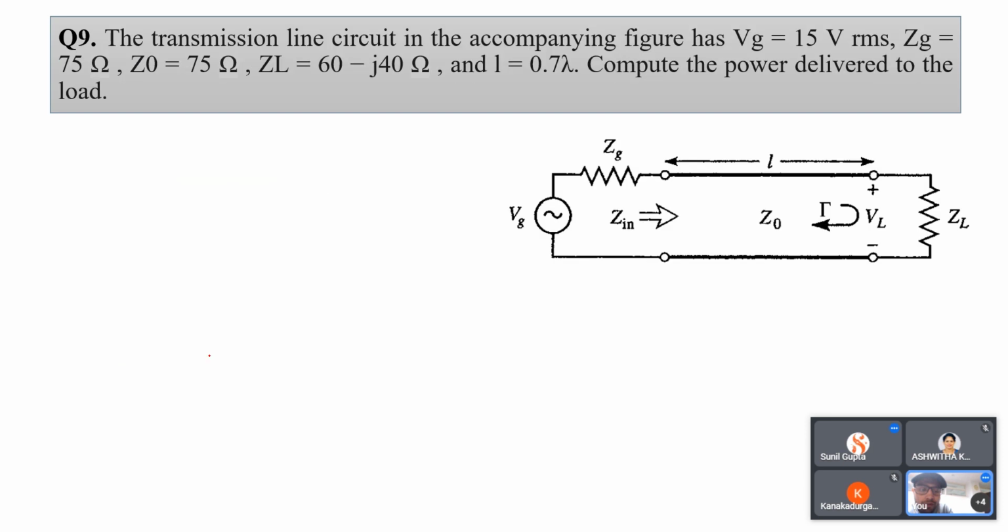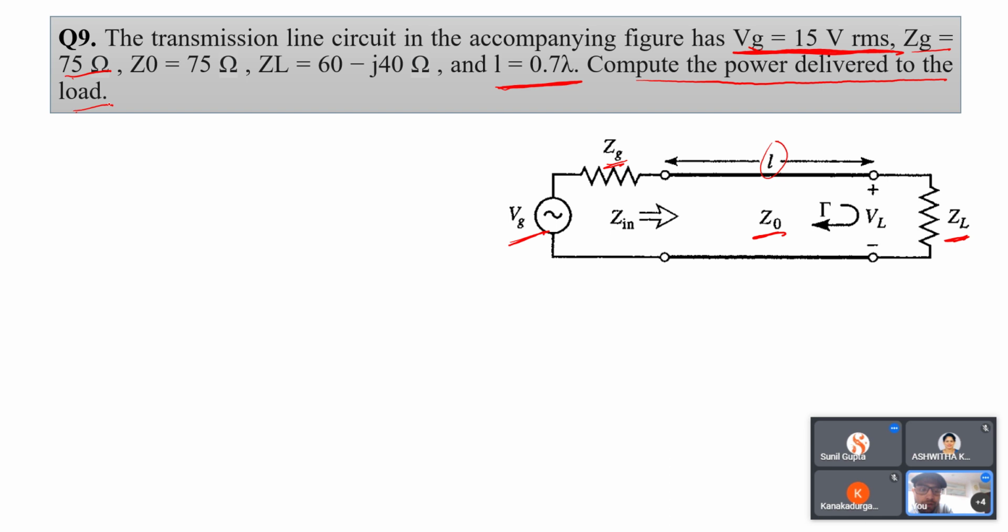So this is the last question, I think. The transmission line circuit in the accompanying figure has Vg of 15 volt, which is the RMS value. See here, this is the RMS value, not the peak value. And Zg is 75 ohm, Z naught is 75 ohm, and ZL is 60 minus j40 ohm. Line length is given as 0.7 lambda. So you have to compute the power delivered to the load.